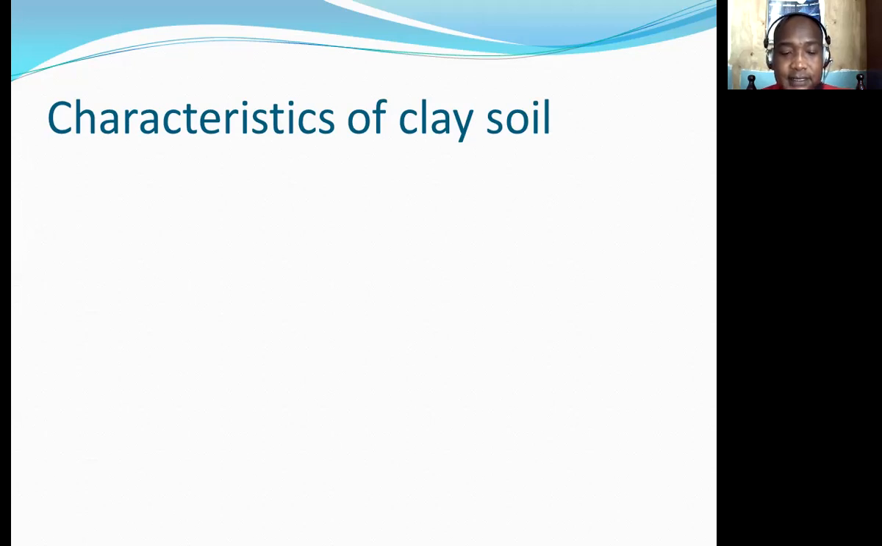Three, it has the poorest drainage. When it has rained, water floods in clay soil. Thus, poor drainage. Water does not pass through it easily. Four, it has the best capillarity. Capillarity is the ability of soil to allow water to rise through it from bottom to top.